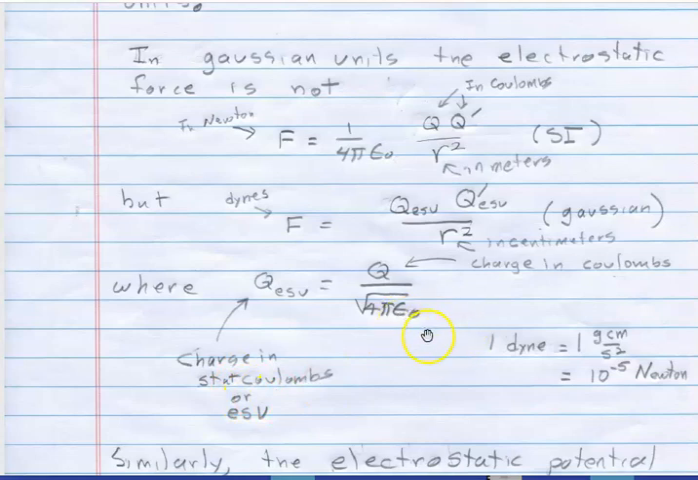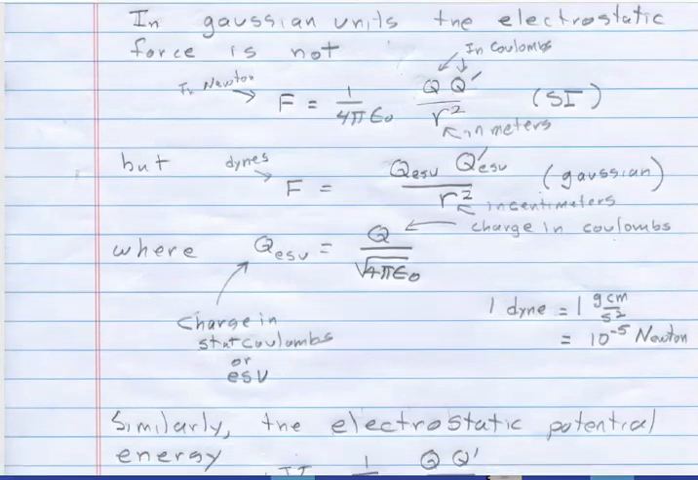But in this particular case, if you keep your charges in these electrostatic units, then you don't have to carry the 4 pi epsilon naught. Then the force, provided you use r squared here and r in centimeters, comes out in dynes. Remember, a dyne is 1 gram centimeter per second squared, and it's basically 10 to the minus fifth newtons. So you can do the unit conversion on it.